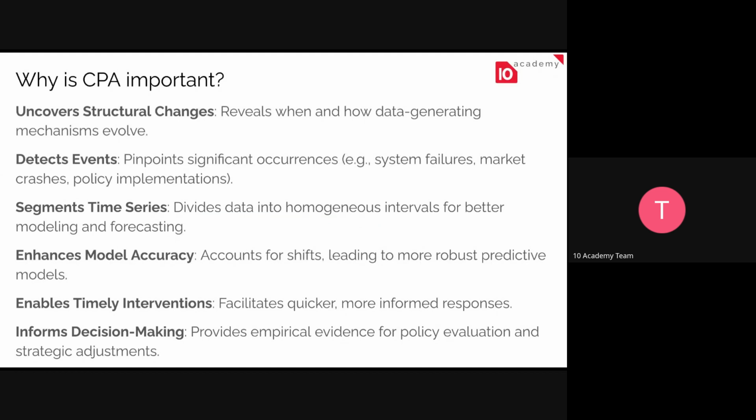And this is also part of what you're going to be doing for this week. It will enable timely interventions, so it will facilitate quicker and more informed responses, because by using this model, you can actually predict what's going to be coming, or have well-informed decision making.